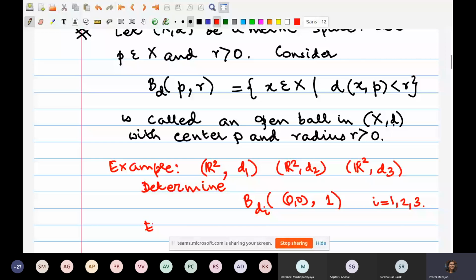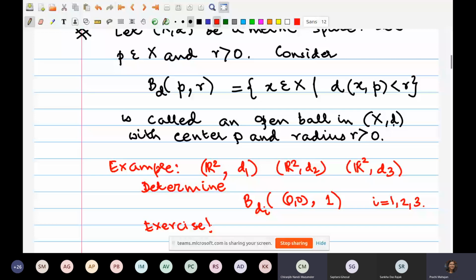Does everybody understand what is to be done? Yes, ma'am. I have a question. Yes, go ahead. What is d1, d2, d3? Yes, d1, d2, d3 were defined last time. For the benefit of those who are a little lost, I can say that one more time.